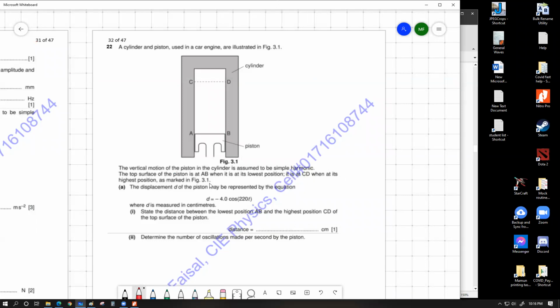So what the question is already telling us, this is the highest position of the piston. This is the lowest position of the piston. This total distance should be 2a. If this is the highest, this is the lowest, somewhere exactly in the middle we should have the equilibrium. So this gap should be twice the amplitude.